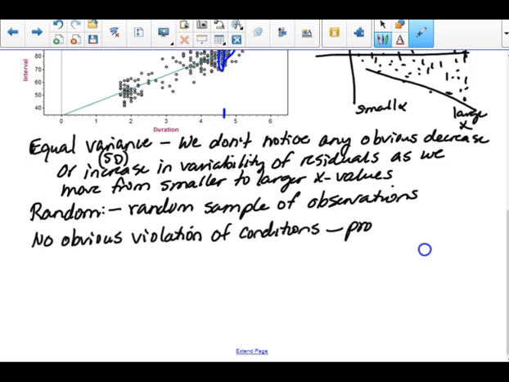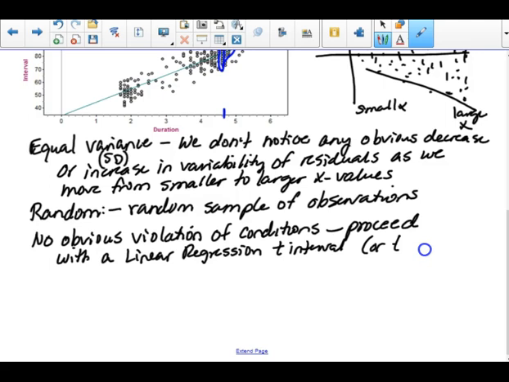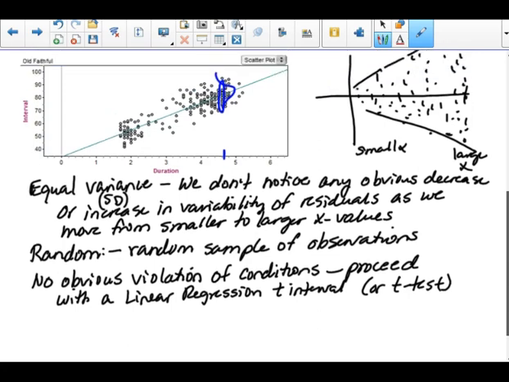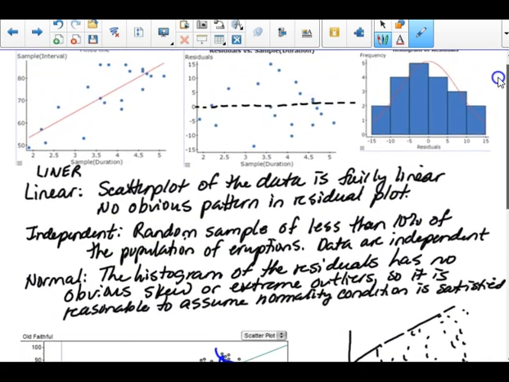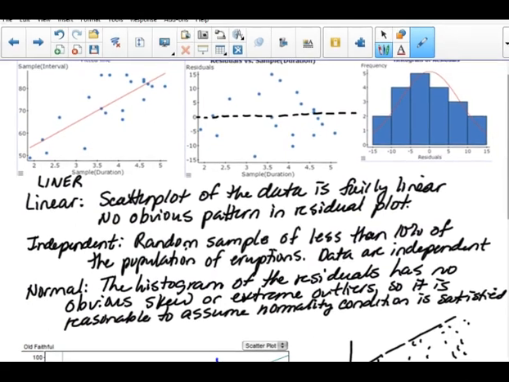So we're going to proceed with our inference procedure. Proceed, in this case, with a linear regression t-interval. And then, of course, if we're doing a hypothesis test, a t-test. Now, notice I'm not completely 100% convinced that all of these conditions are satisfied. I just don't see any reason to think they aren't. Okay, so we're looking for obvious violations.